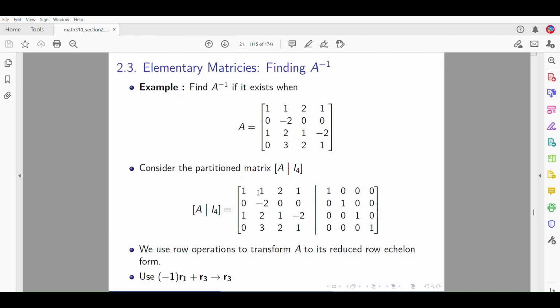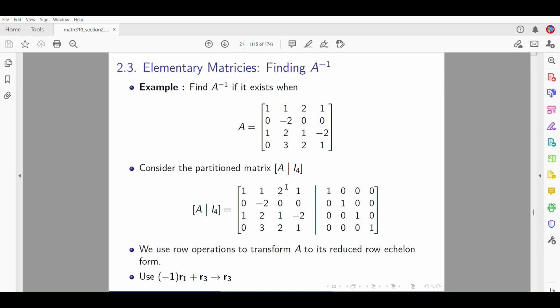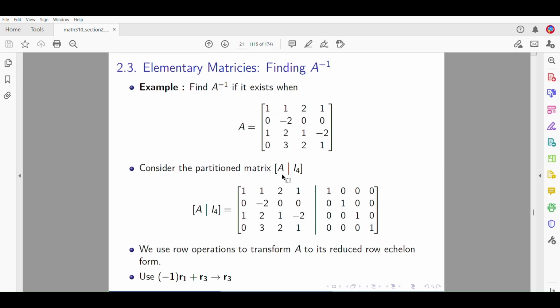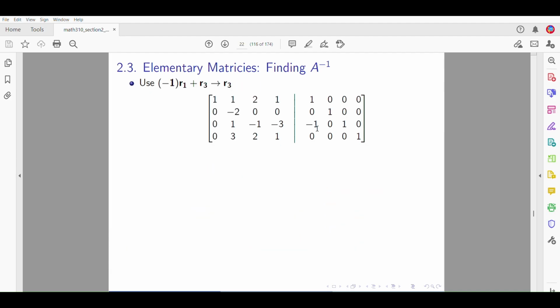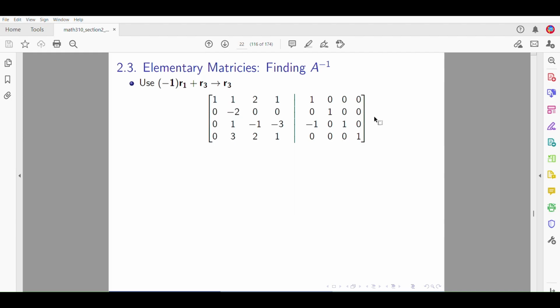Negative 1 times 1, negative 1 plus 2 is 1. So that's 1. Negative 2 plus 1, that should be negative 1. Negative 1 plus negative 2, that should be negative 3. Negative 1 plus 0, that should be negative 1. Negative 1 times 0, nothing, no change anywhere else. So we got zeros below.